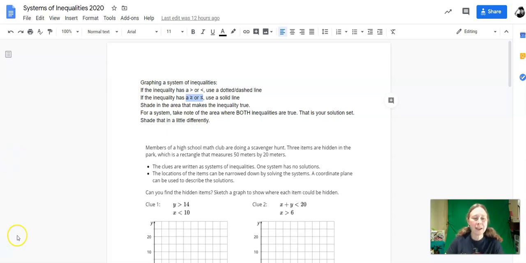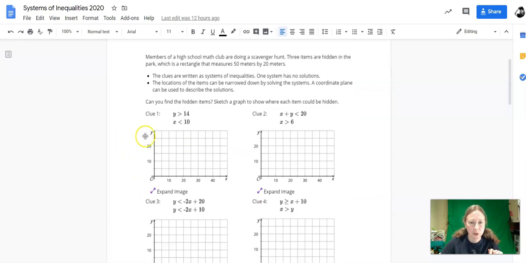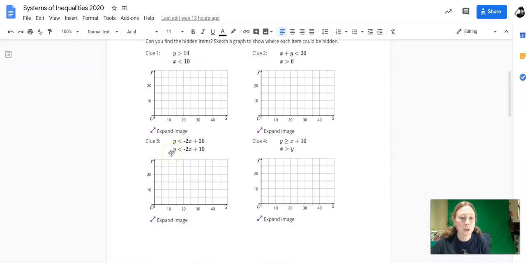Systems of inequalities, I don't tend to solve them like this in real life situations, but I do tend to solve them like this in computer programming situations, computer graphics, games, things like that. It's really common to use systems of inequalities to map out regions on your screen. So this little contrived situation maps out regions in a park. In this situation, members of a high school math club are doing a scavenger hunt. 3 items are hidden in the park, and the park is a rectangle that measures 50 meters by 20 meters. So since it's a perfect rectangle, you can make it into an XY coordinate plane and use these systems of inequalities to give you clues where the treasures are.